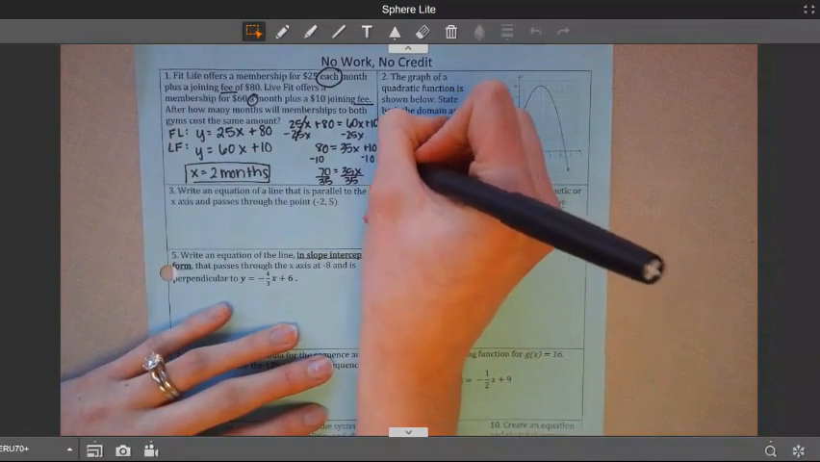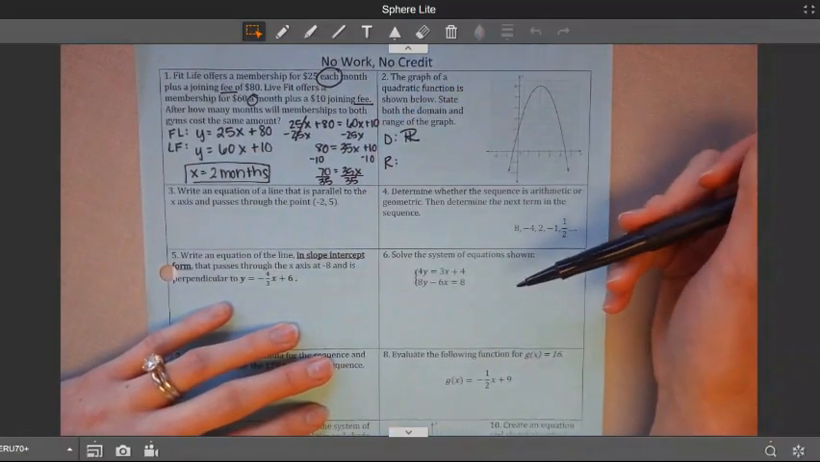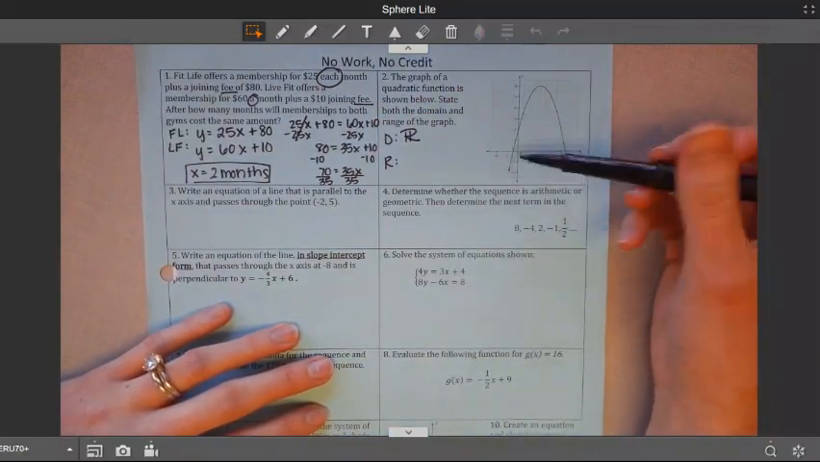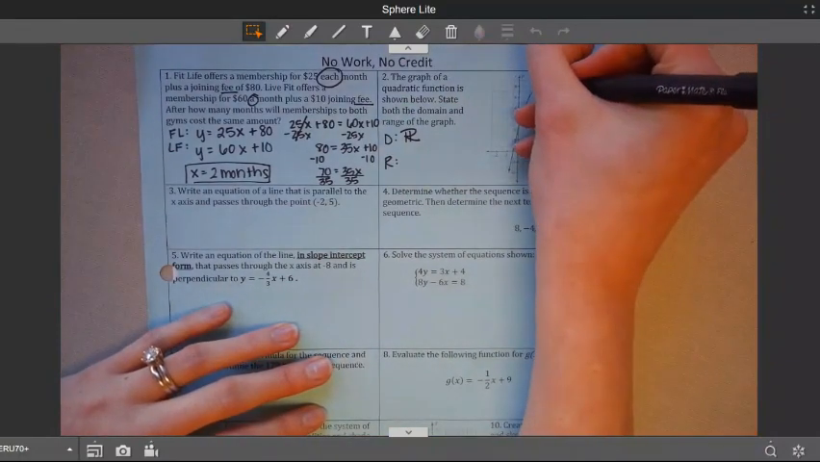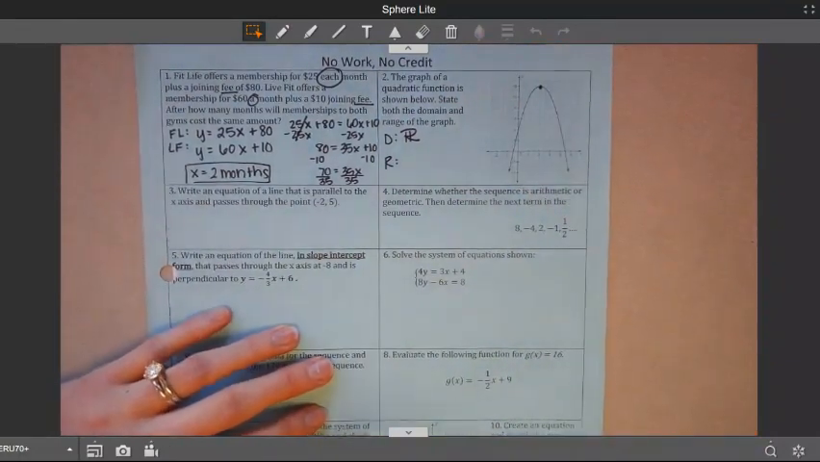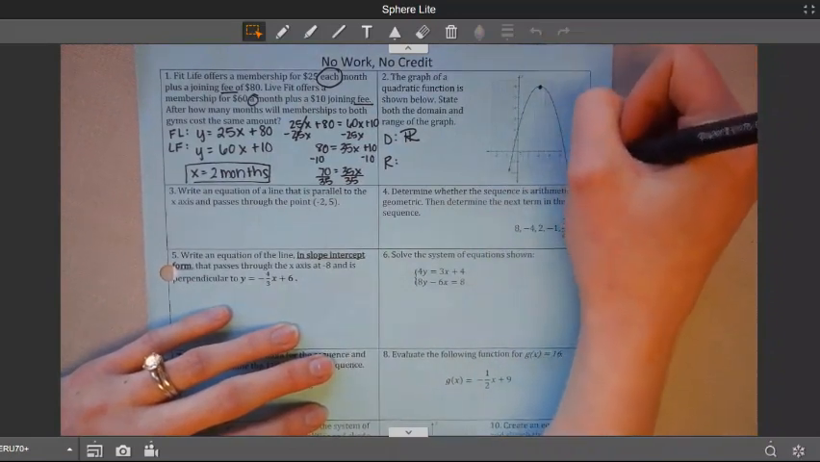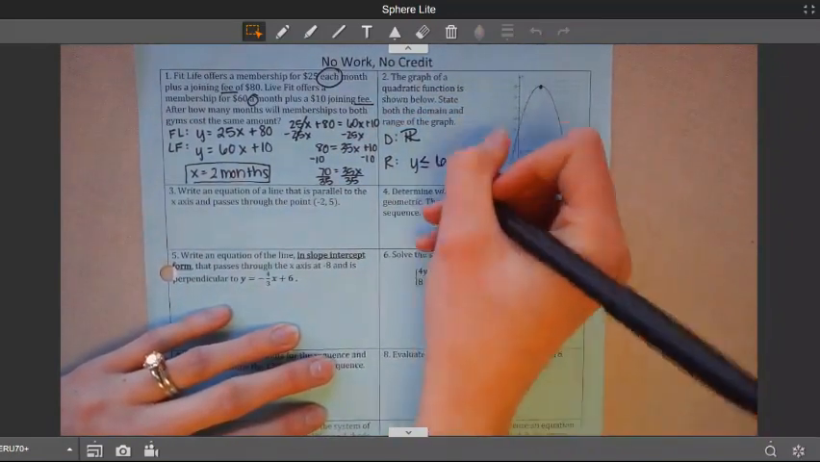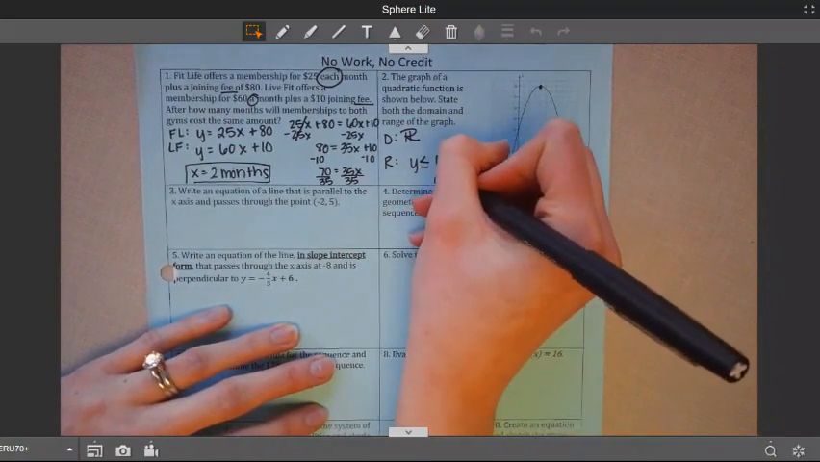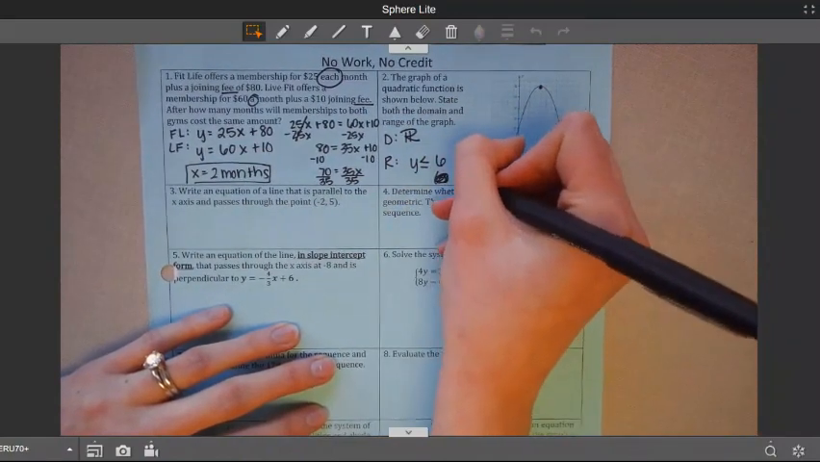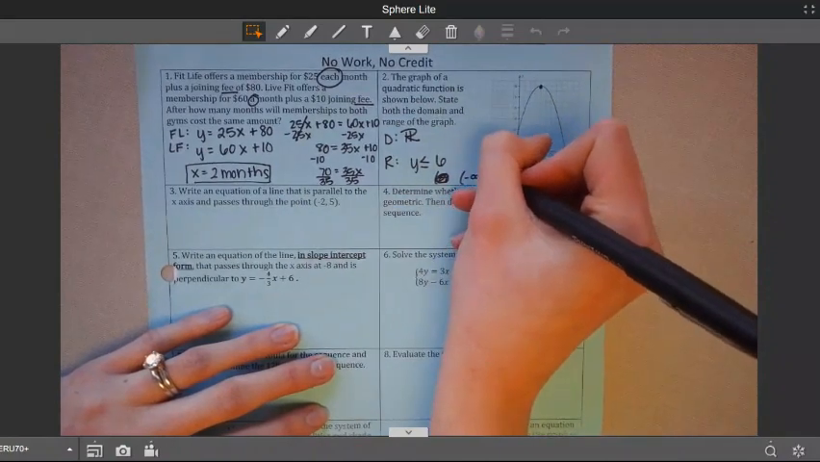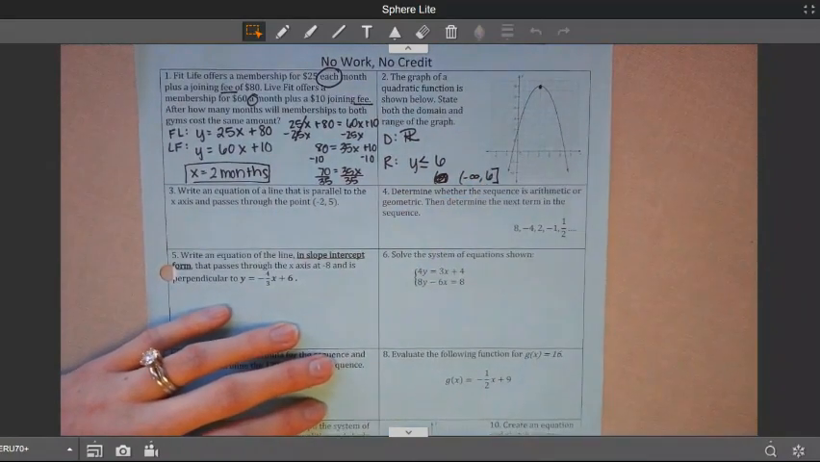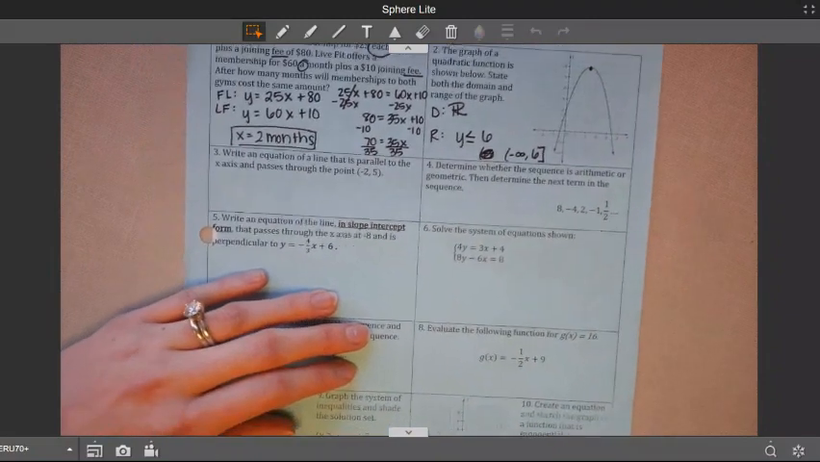The range is the y value. Okay, well, it's going to go forever down because I have the arrows going down. But at one point, it's going to stop and turn around, and that point is 6. But because it's a line, it goes through 6. So I'm going to say y is less than or equal to 6. Or you could do negative, whoops, that's an infinity, not an 8. Negative infinity to 6 with a closed bracket. Those are the same thing.